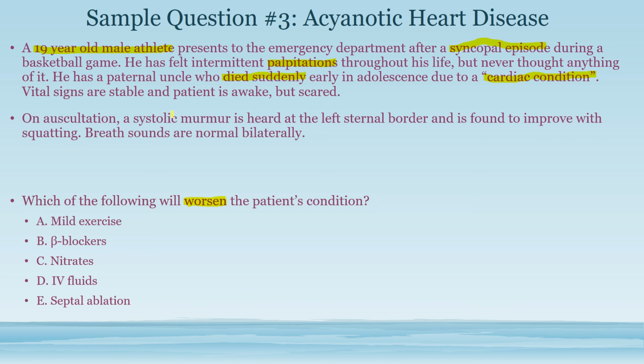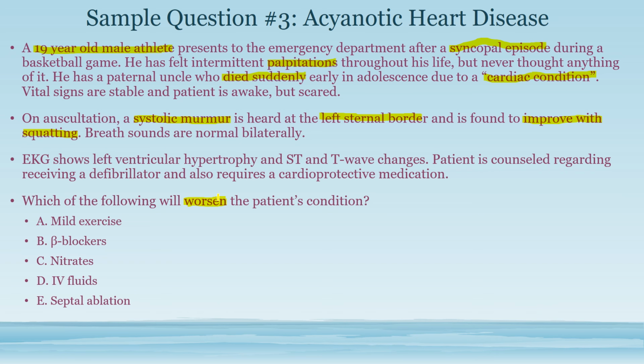On auscultation, you have a systolic murmur at the left sternal border that improves with squatting. Interesting. So we'll talk about what that means in a little bit. Breath sounds are heard normal bilaterally. EKG shows left ventricular hypertrophy and ST-T wave changes. The patient is counseled to receive a defibrillator and requires a cardioprotective medication. So which will worsen the patient's condition?